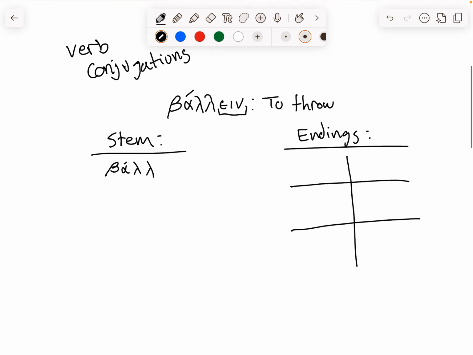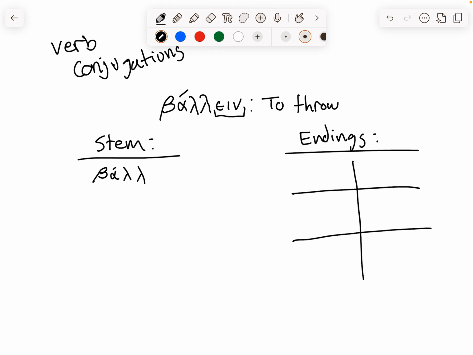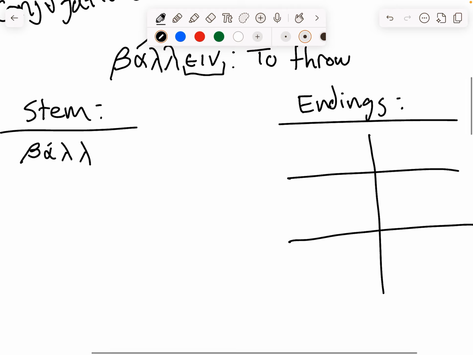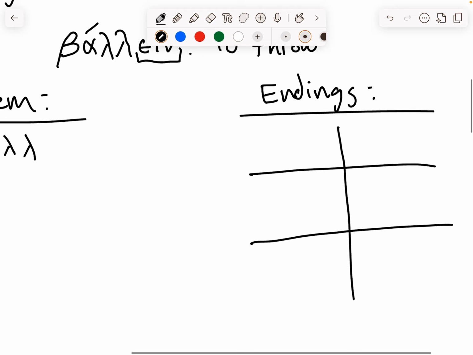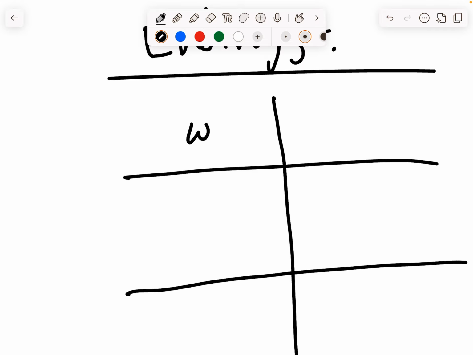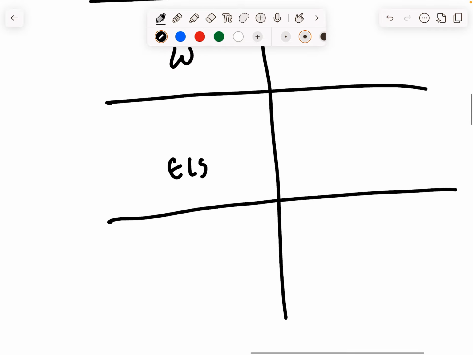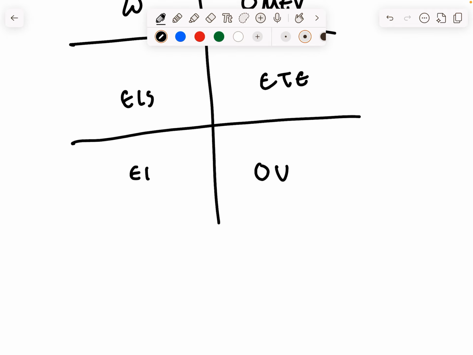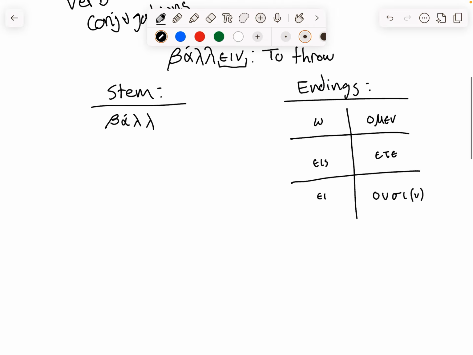beta alpha double lambda. Okay, and now to identify who is throwing the ball, we have to move on to the endings. The endings are as follows: o, eis, ei, omen, ete, ousi. Although, depending on the next word, it could also have a nu here and change the ending to ousin.